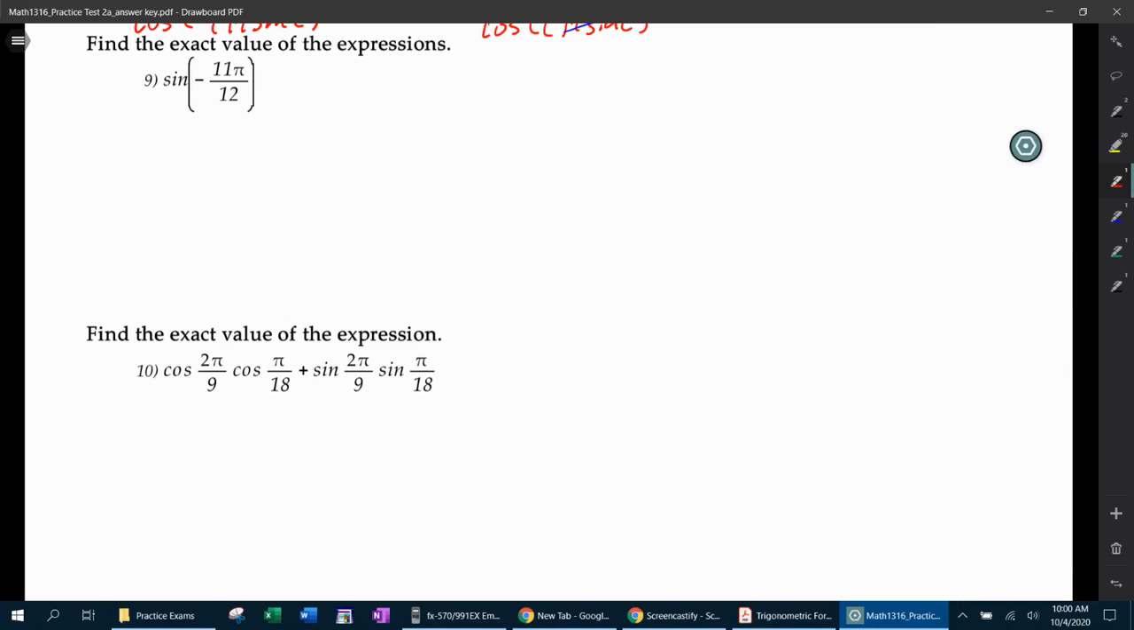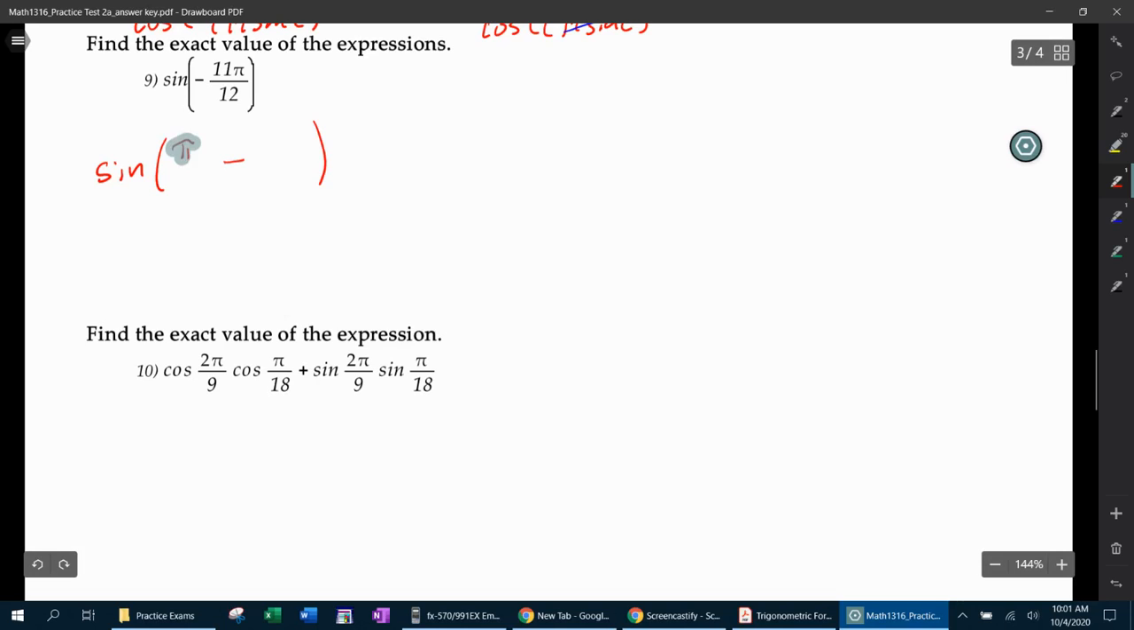Next, find the exact value of the expression: sine of negative 11 pi over 12. It doesn't say what, if any, properties to use, so we can use whatever we can find to work here to make negative 11 pi over 12. Negative 6 and 5. Negative 6 pi over 12 minus 5 pi over 12. That would make negative 11 pi over 12. But 5/12 is not a unit circle angle. And so we're going to have to find some other way to make negative 11 pi over 12.